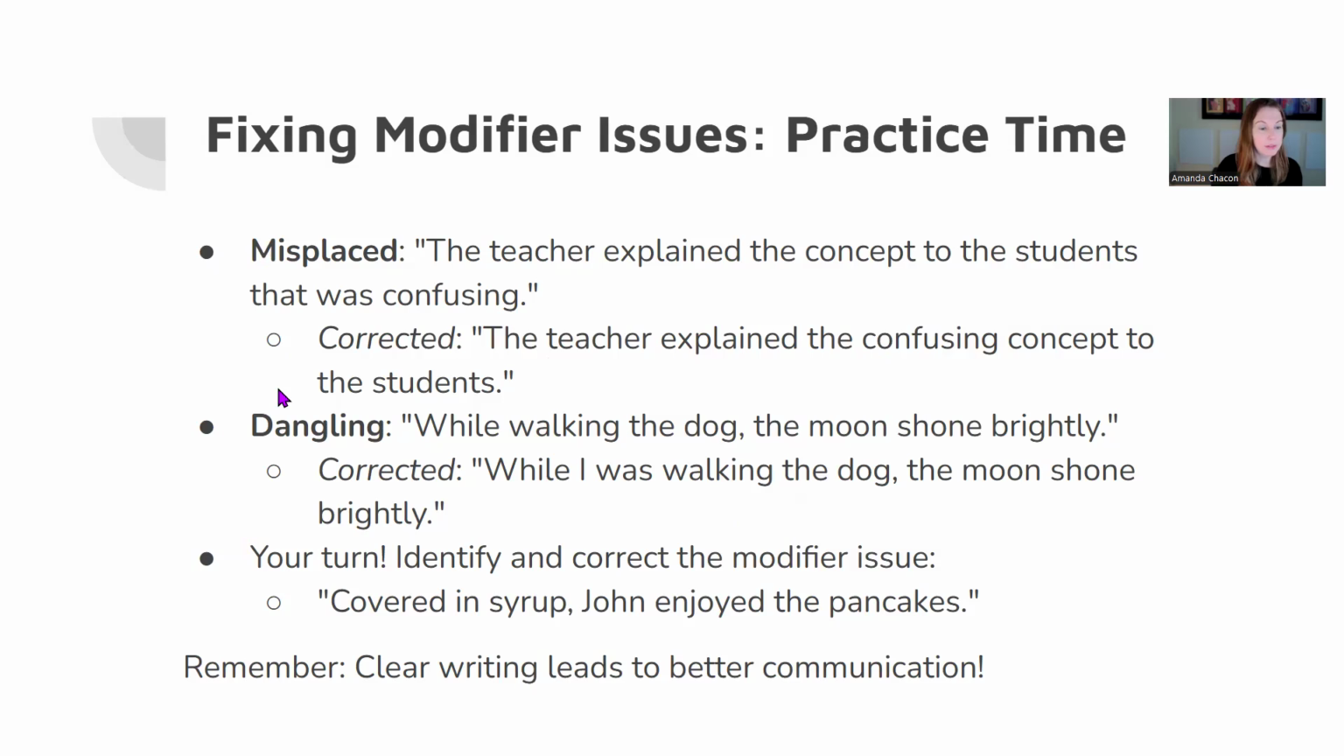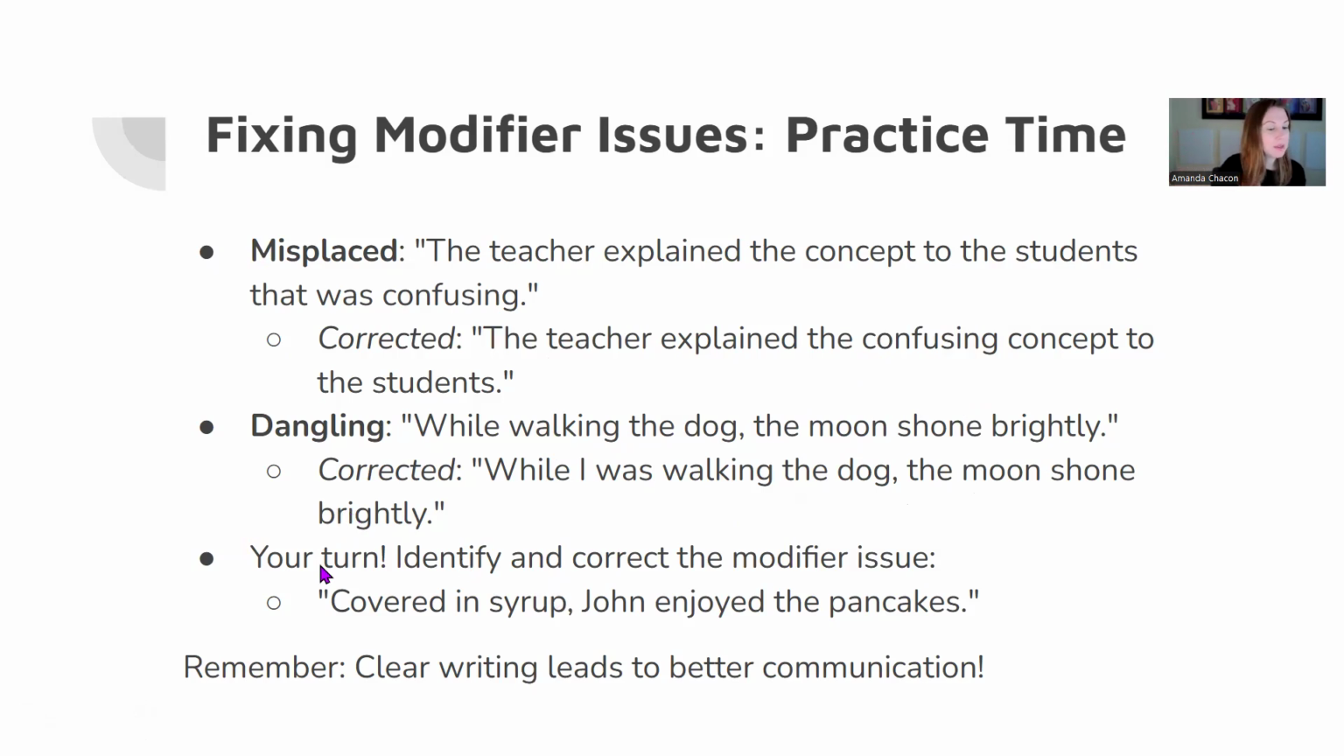A dangling one is, while walking the dog, the moon shone brightly. Okay, so here you're basically saying that the moon is walking the dog. Well, again, we're probably not writing some weird fairy tale. So let's fix it and put it next to the word it should be modifying. While I was walking the dog, comma, the moon shone brightly. There we go. Makes sense.